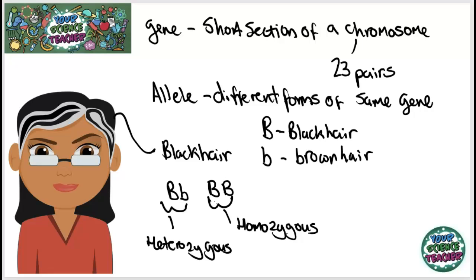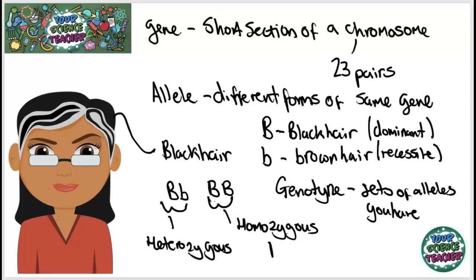Now, we call these sets of alleles that you have the genotype. And then we call the trait that's displayed the phenotype. Now, one way that you can tell whether the allele is dominant or recessive is you can look for whether the letter is capitalized. A capital letter means that it's dominant, and a lowercase letter means that it's recessive.